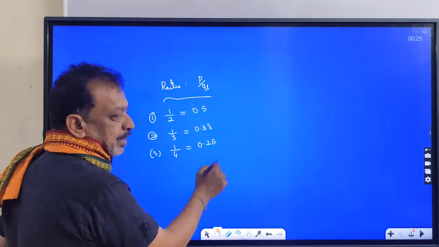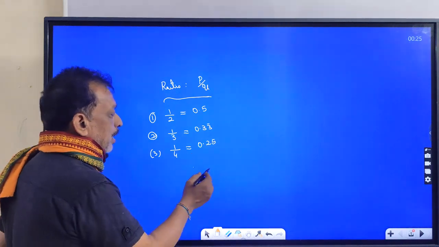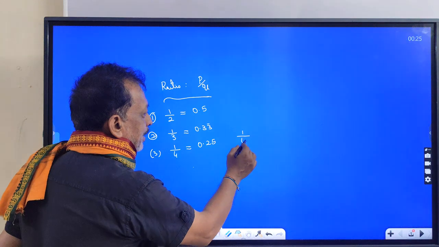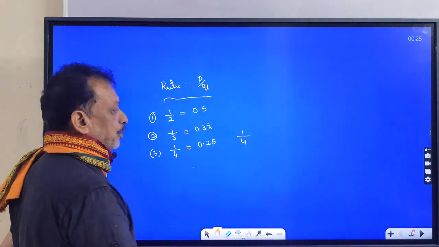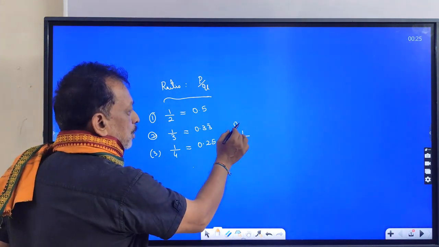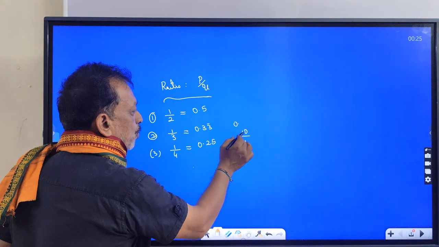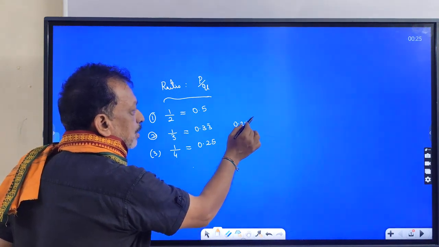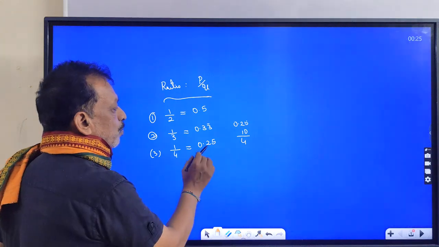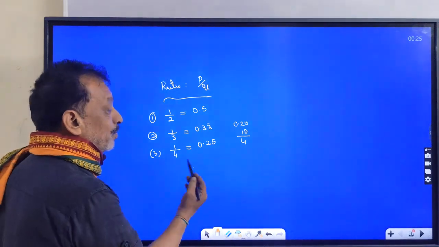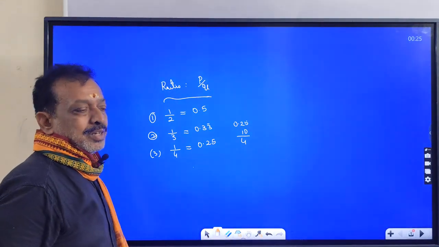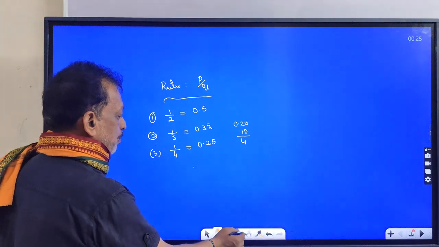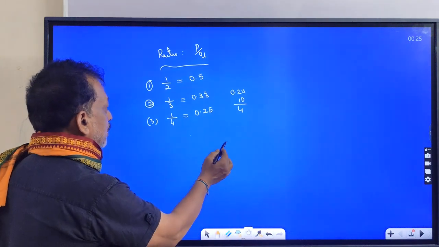Already you have calculated it. So how did you calculate? 1 divided by 4, but there is no time in the examination. Otherwise, 0 decimal, 1 0, 4 2s are 8, remainder 2, 4 5s are 20. So 0.25 like this. Where is the time to calculate in an examination? So that's why for 1 by 4 you have to get it immediately. This is the way.